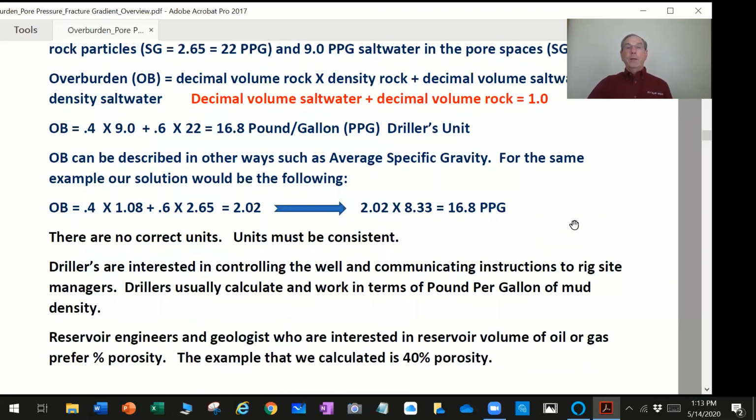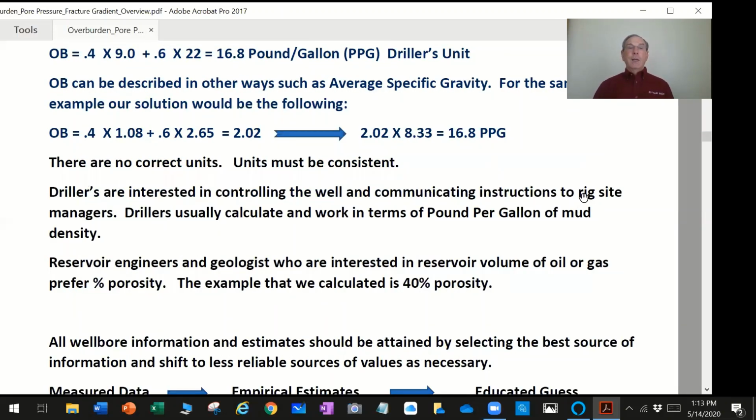There are no correct units. Units must be consistent. Drillers are interested in controlling the well and communicating instructions to the rig site managers. And so drillers usually calculate and work in terms of pounds per gallon of mud density. Now, reservoir engineers and geologists who are interested in reservoir volume of oil and gas prefer percent porosity. The example that we calculated is 40% porosity.